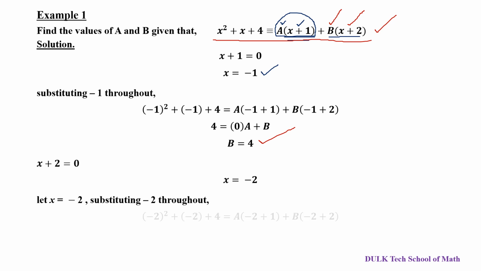Right, if we substitute minus 2 throughout, this is minus 2 plus 2, which is 0. 0 by b is 0, so we remain with this part, a factor of minus 2 plus 1, which is minus 1 by a. The left hand side simplifies to 6, so 6 is equal to a, like this. Then we are done. We found the value of a as well as the value of b.